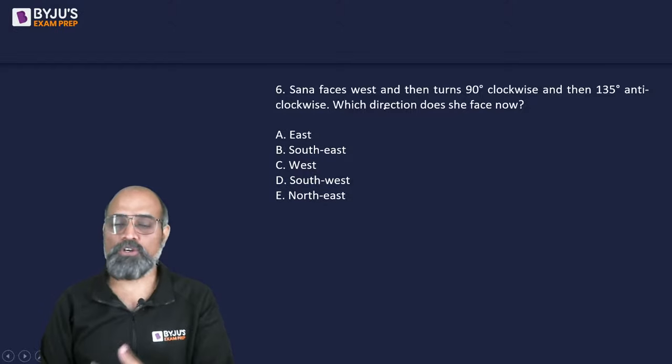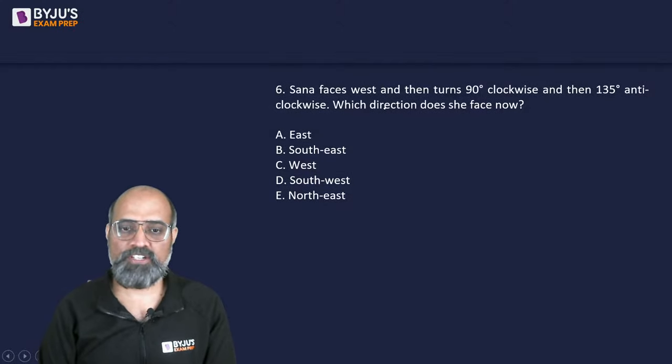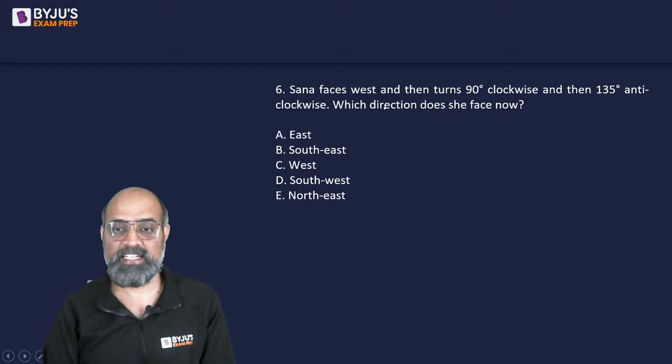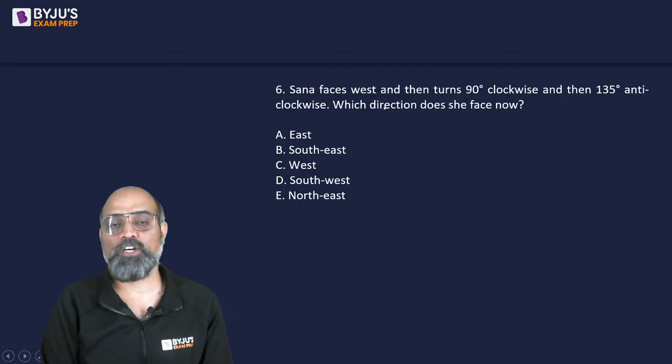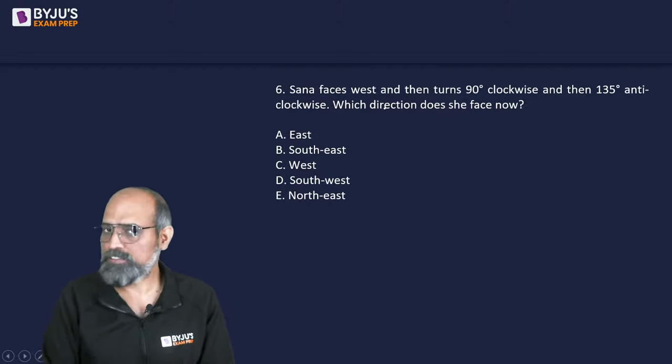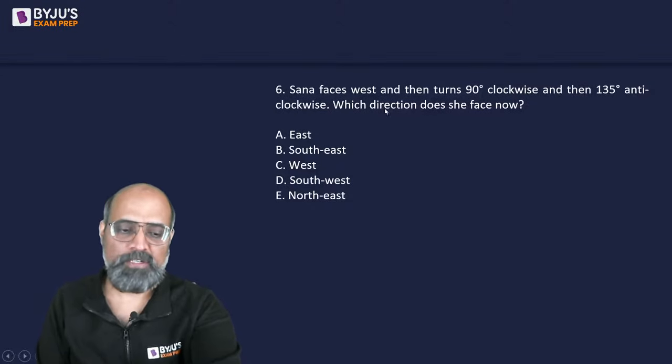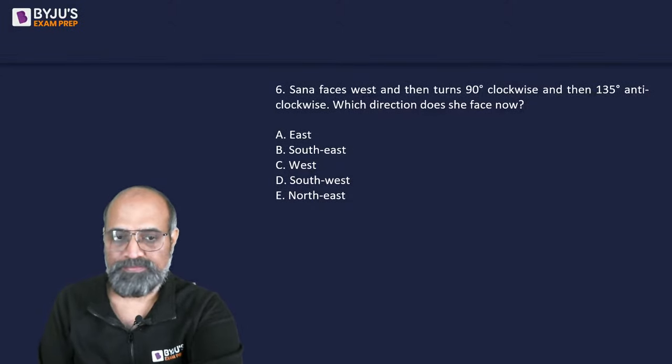Okay, a new question. It looks like a question related to directions because I can see 90 degrees clockwise, 135 degrees anti-clockwise, west. These words and phrases are visible. So can you please tell me the answer for this?